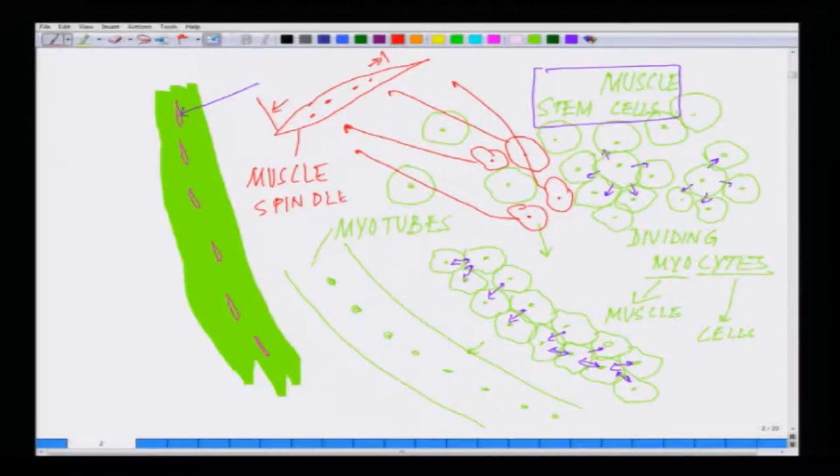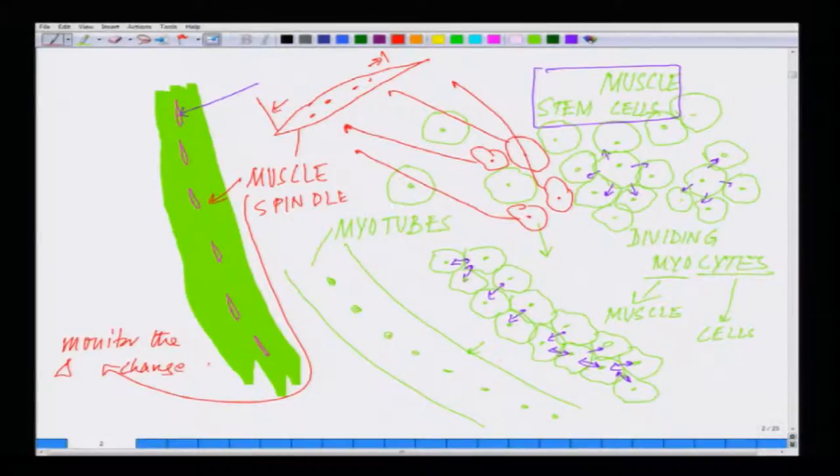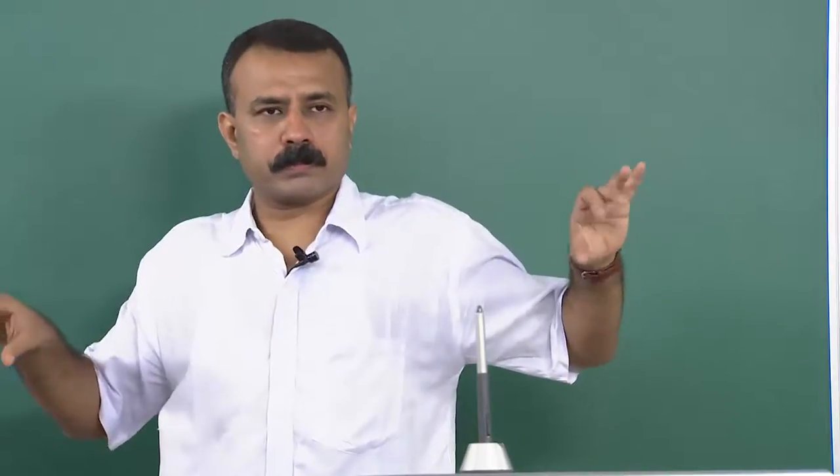which is essentially this kind of structure, and these muscle spindles have the ability to monitor the change in length of the muscle. Okay. This is one existing theory, it is not really clear. There is another theory, and that other theory is even more interesting. It says that the muscle starts developing from a common root.